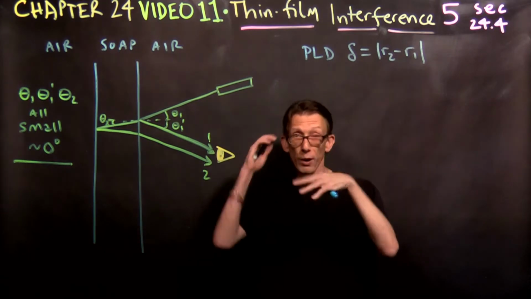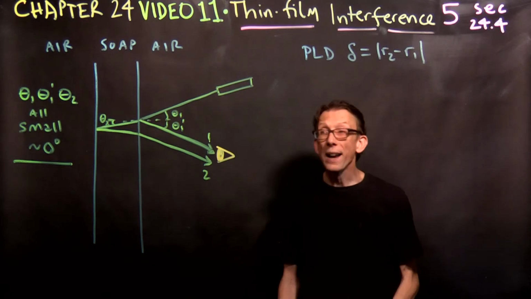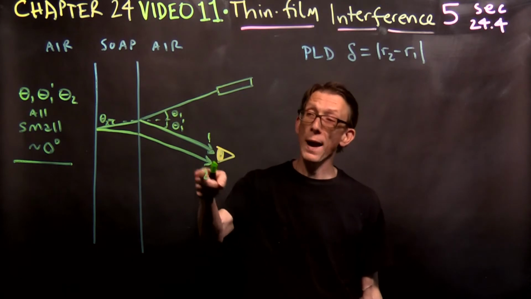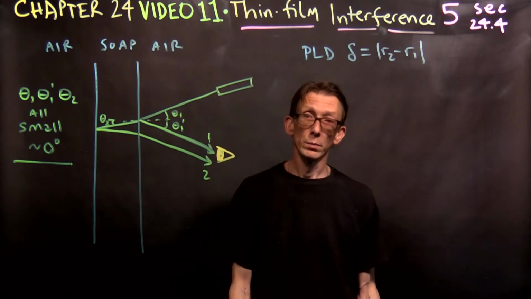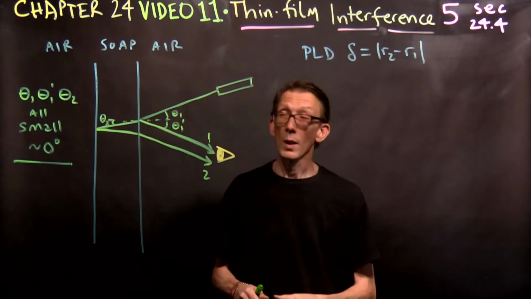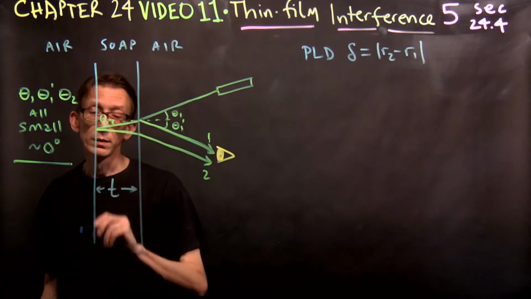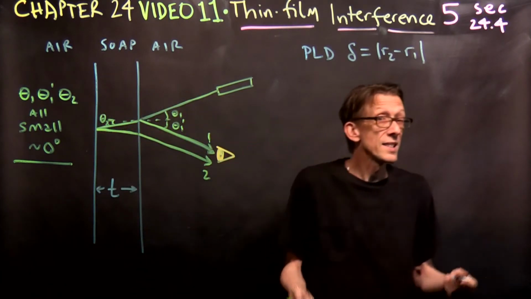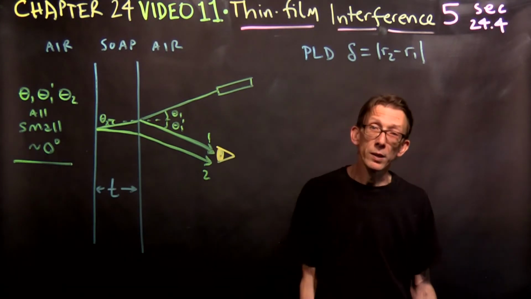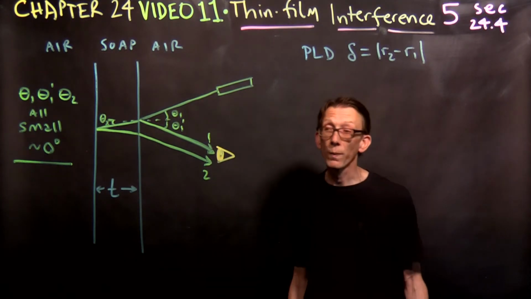R2 minus R1, absolute value, is always considered to be a positive number. But what is the path length difference in this case? How much further has ray 2 traveled than ray 1? Well, it's traveled through the soap and back. So if we call the thickness of the soap film t, it's kind of odd, lowercase t in this case is not time, it's thickness. But this is universal. I've never seen any other symbol used. So there it is. Little t is the thickness of the soap film.